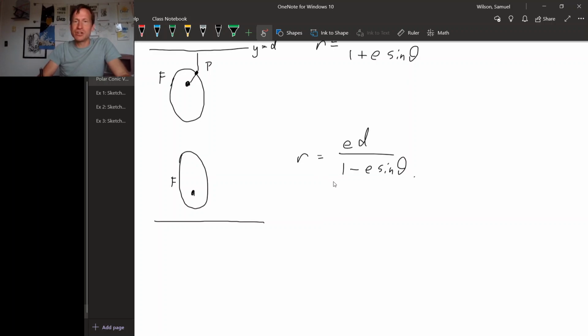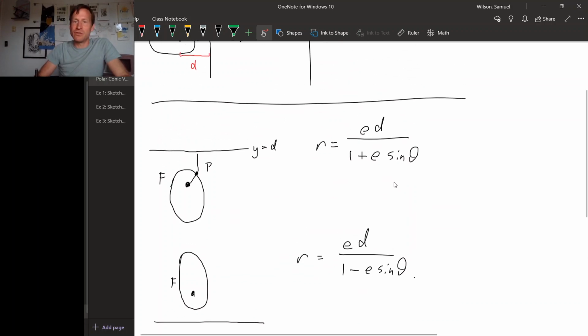Okay, so the general idea here is if you see a sine in your conic section equation, your conic section is oriented vertically. If you see a plus, the directrix is on the positive side of the focus. If you see a minus, the directrix is on the negative side of the focus.